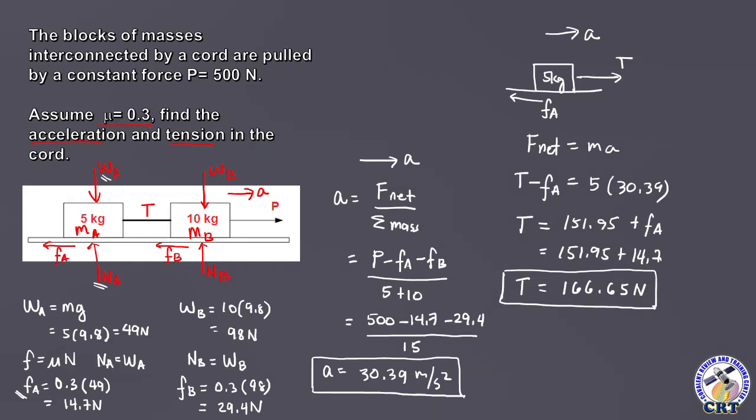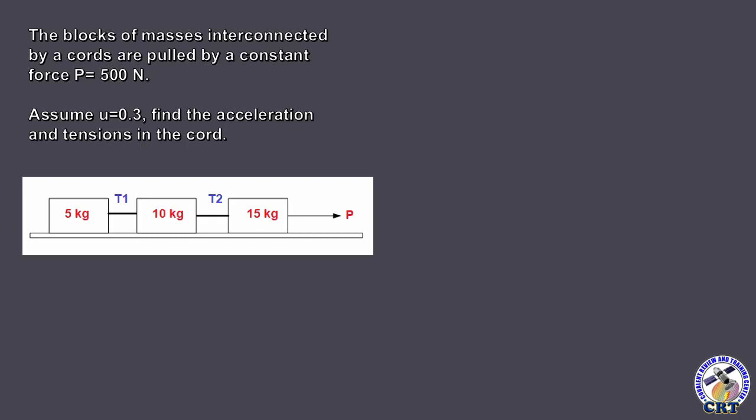So this is our next example. 3 blocks of masses interconnected by cords are pulled by a constant force P equals 500 newtons. Assume the coefficient of kinetic friction is 0.3. Find the acceleration and tensions in the cord.